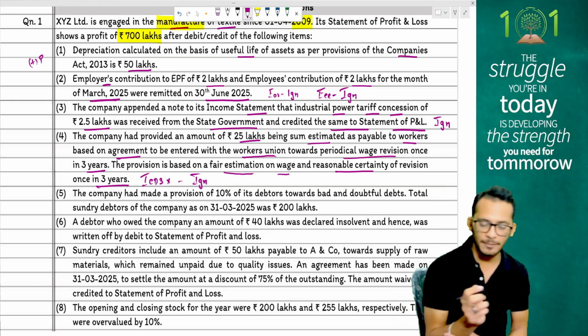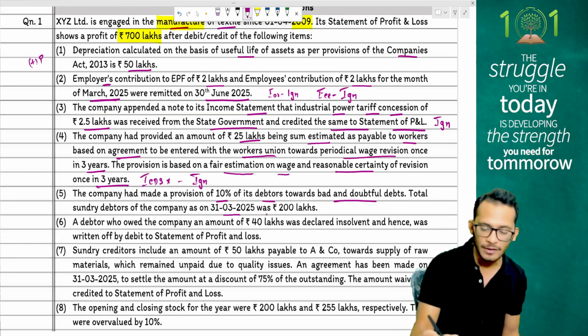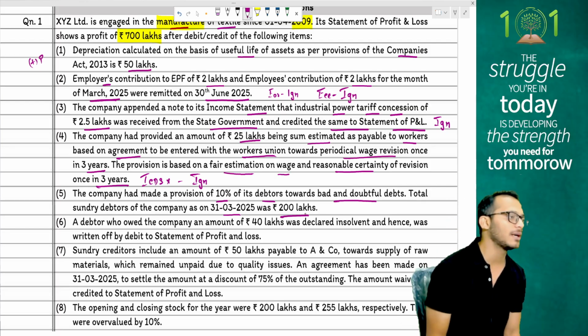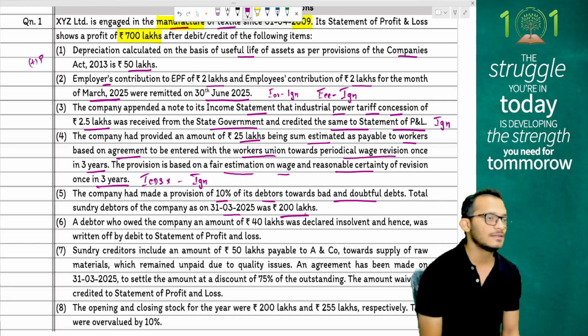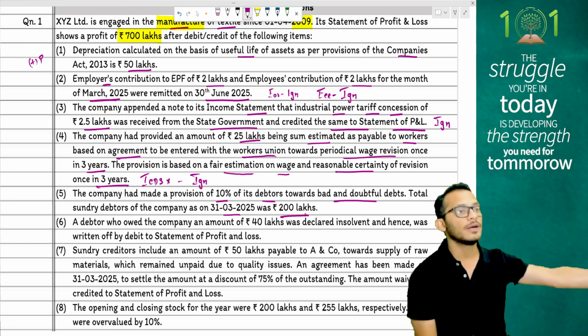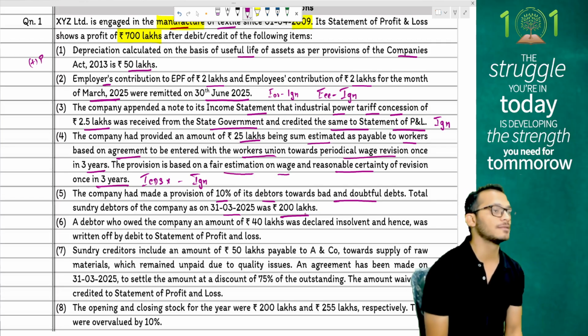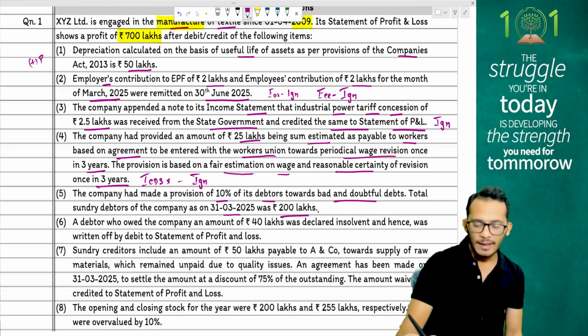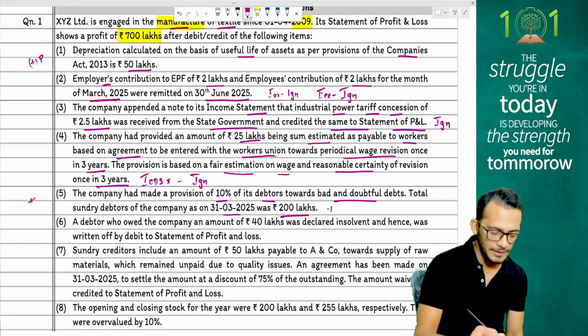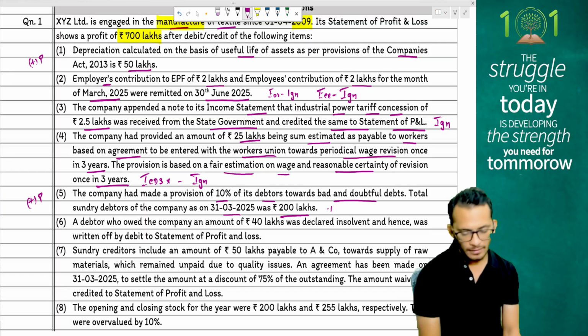Next, the company has made a provision of 10% of its debtors towards bad and doubtful debts. Sundry debtors of the company on 31st March is 200 lakhs. I am trying to make a provision for bad debts. This is triggered by section 36. My debtors is showing 200 lakhs. I've made a provision of 10%, which means I've made 20 lakhs. This 20 lakhs is not to be allowed as deduction, already showing in P&L, therefore disallow. So I am doing a plus in PGBP. Correct? Yes.